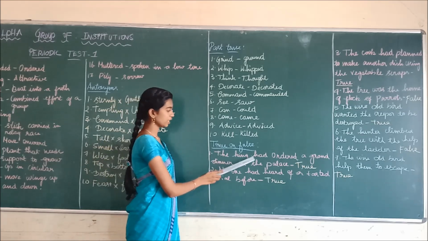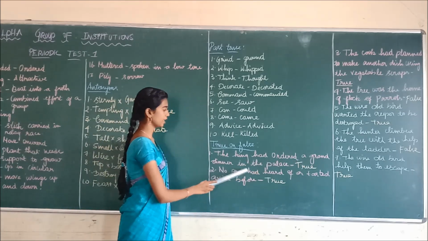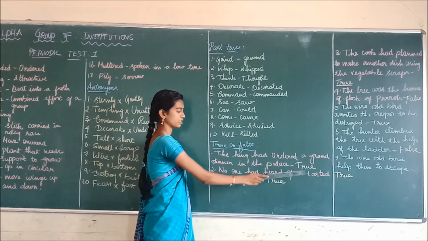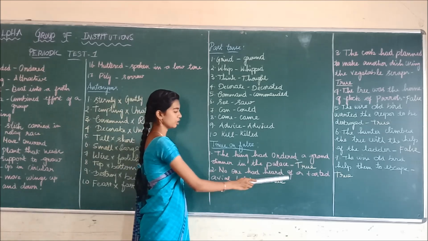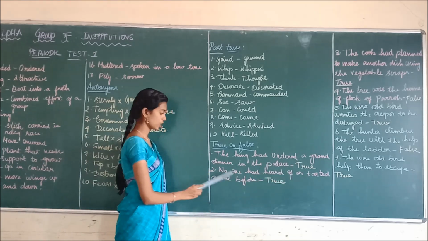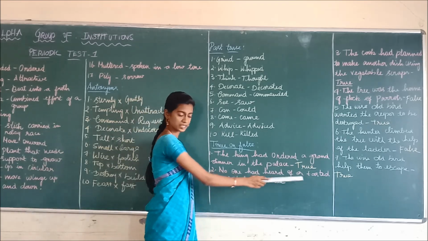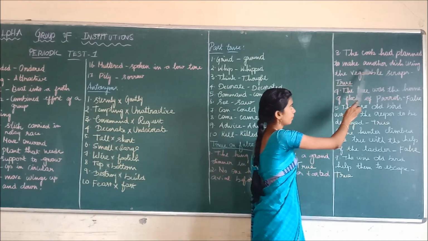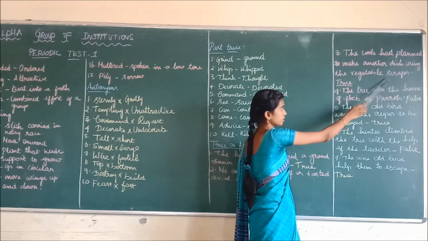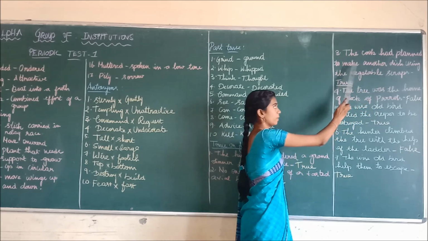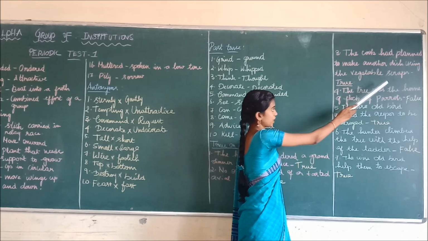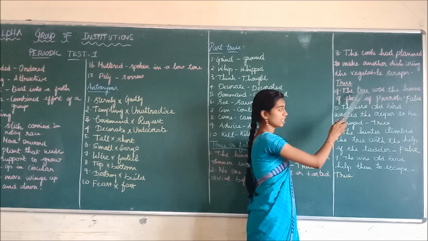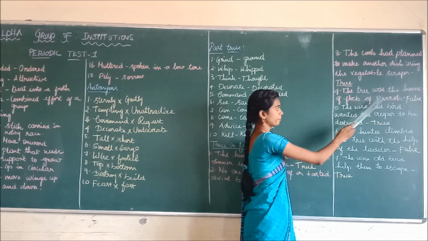Okay. The king had ordered a grand dinner in the palace. True. No one had heard of or tasted avial before. True. The cook had planned to make another dish using the vegetable scraps. True. The tree was the home of a flock of parrots. False.